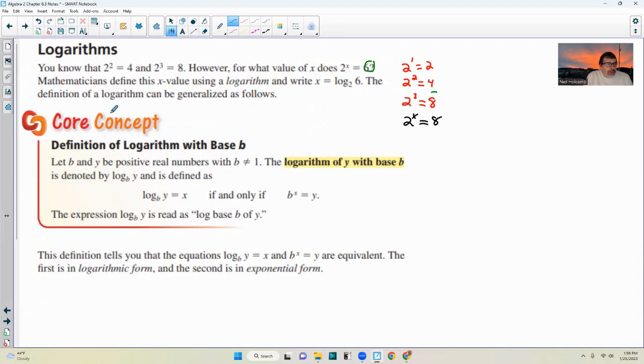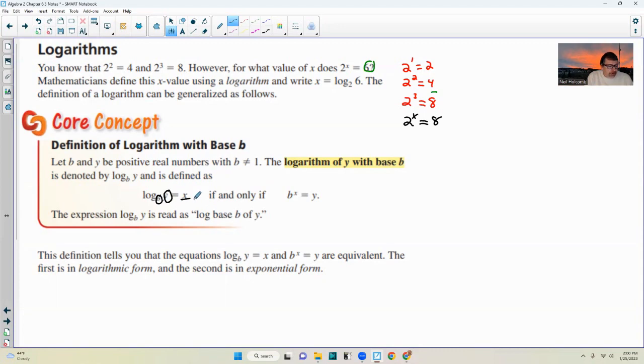So the core concept, the definition of logarithm with base b. Let b and y both be positive real numbers with b not equal to 1. So b has to be positive and not 1. So it's 2, 3, 4, 5, 2.5, positive real numbers not equal to 1. The logarithm of y with base b is denoted by log base b of y and is defined as log base b of y equals x, if and only if b, our base, to the power of what it's equal to, equals what we're taking the log base b of.